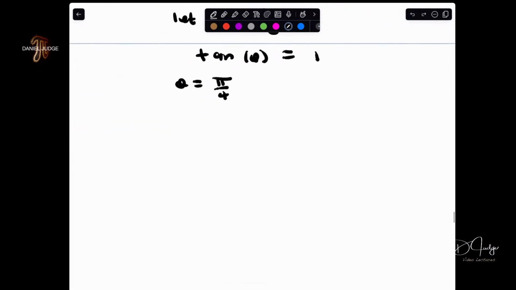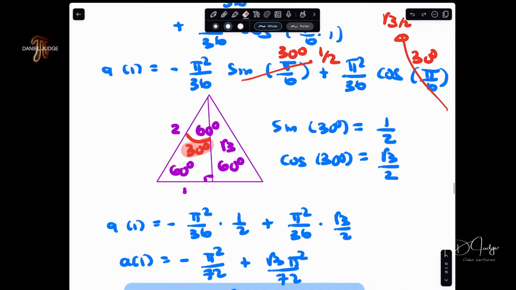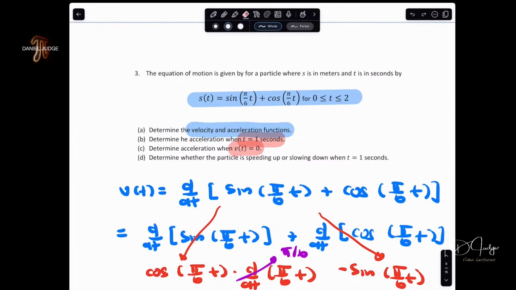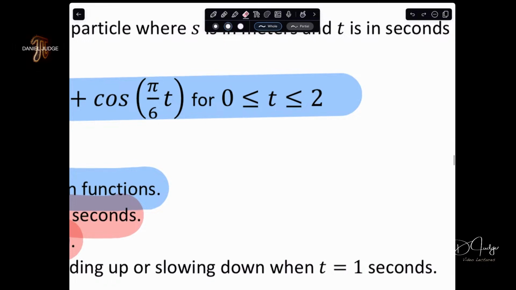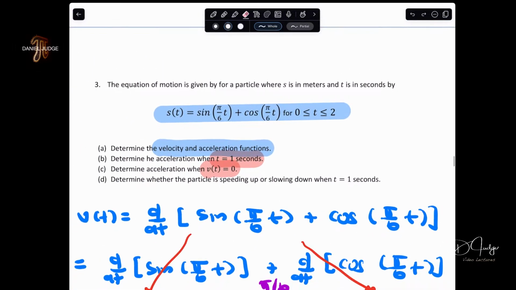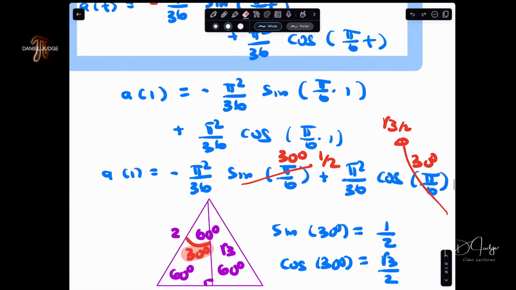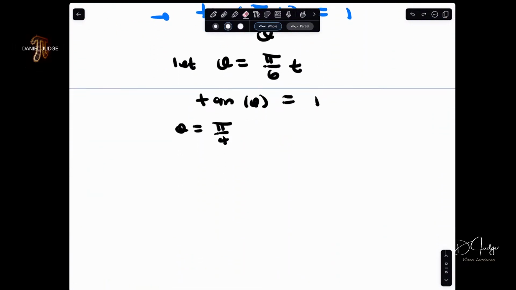Well, let's do the general solution again, because they're going to restrict the t domain. See if they gave you any restriction. No, they didn't. Oh, no, they did. 0 to 2, sorry. 0 to 2 for t, not theta, though. So let's do the following. We're going to solve this trig equation.